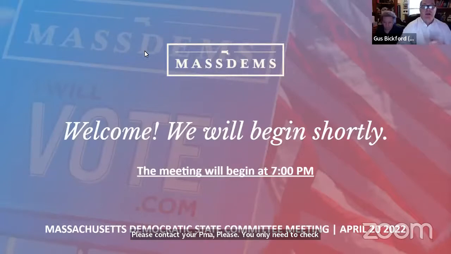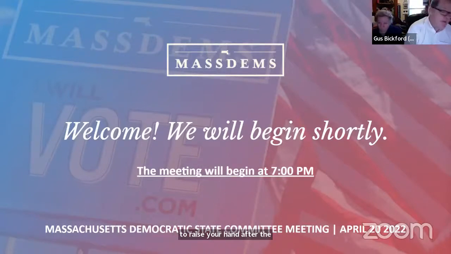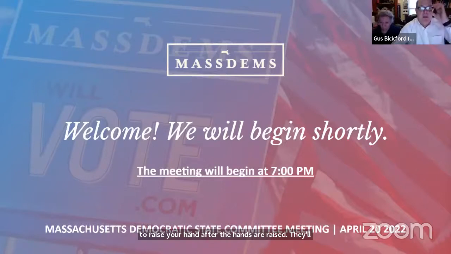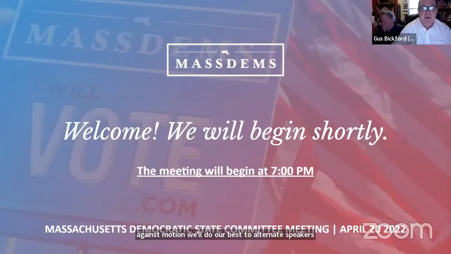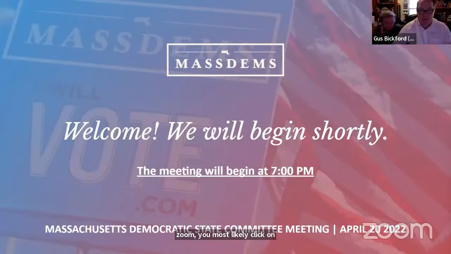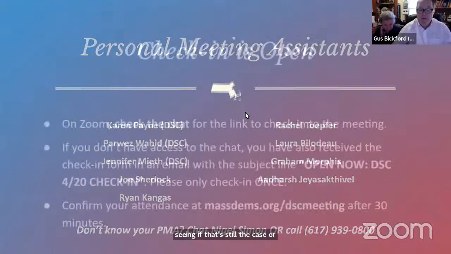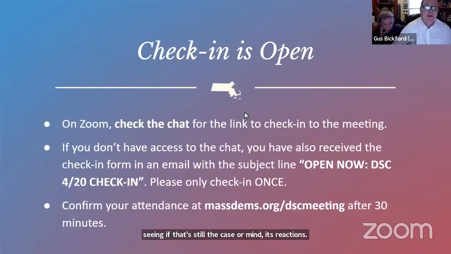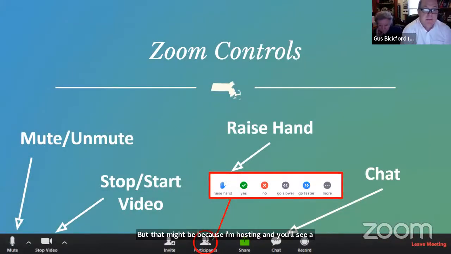When we discuss a motion, I'll ask you to raise your hand. The Zoom function has a little function there to raise your hand. After the hands are raised, I'll ask each person if they plan to speak for or against the motion. We'll do our best to alternate the speakers for or against to ensure discussions are balanced and we use our time efficiently. To raise your hand, depending on the version of Zoom, you most likely click on the participants tab. I'm just seeing if that's still the case. In mine, it's reactions, but that might be because I'm a host. And you'll see a little button that says raise your hand.